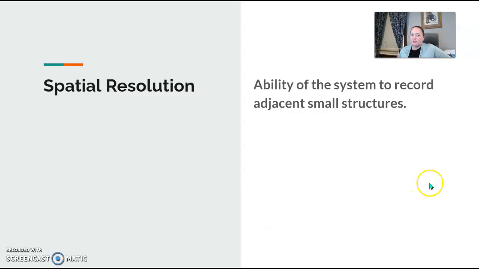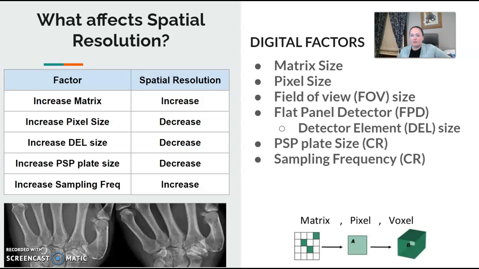All right, let's continue the spatial resolution talk. So, the ability of the system to record adjacent small structures. When I think of spatial resolution, I think of detail. So we talked about the geometric factors. Let's talk about the digital ones: matrix size, pixel size, field of view, flat panel detector uses DELs, PSP plate size, and that's in CR, and some sampling frequency.